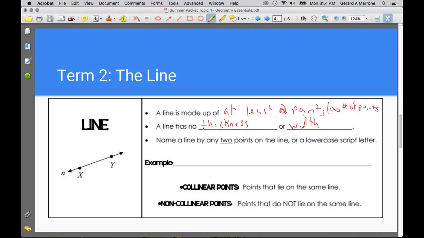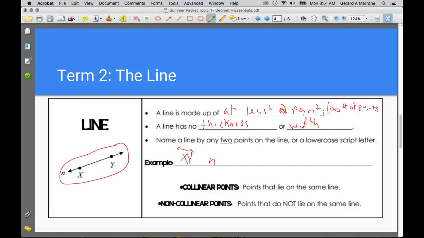They gave you an example right here, and there are 2 ways to name a line. We can name a line by any 2 points within that line, so there's Y and X, or we can name the line by using a lowercase script letter, like you see there with line n, at the arrow point. So either one works. When we write this, we're going to write the 2 capital letters, X, Y, and put a mini line over the top of it. Or you can say the lowercase n. That's another example of being able to write the name of the line.